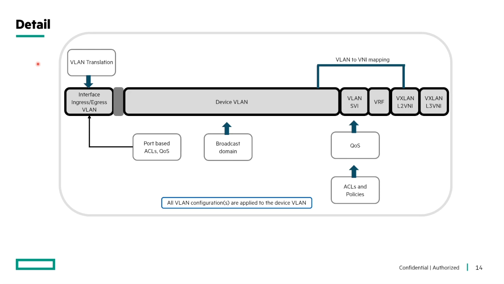Some additional details. VLAN translation, as I mentioned earlier, is applied on the interface. It is the first function that occurs, which means the broadcast domain on a translated VLAN is the device VLAN. VLAN ACLs are applied to the device VLAN along with any COS policies. Port-based ACLs and QoS can be applied to the interface as usual, but from the device VLAN perspective, this is the VLAN that is consumed within the switch, and all configuration is applied if using VLAN related configurations.